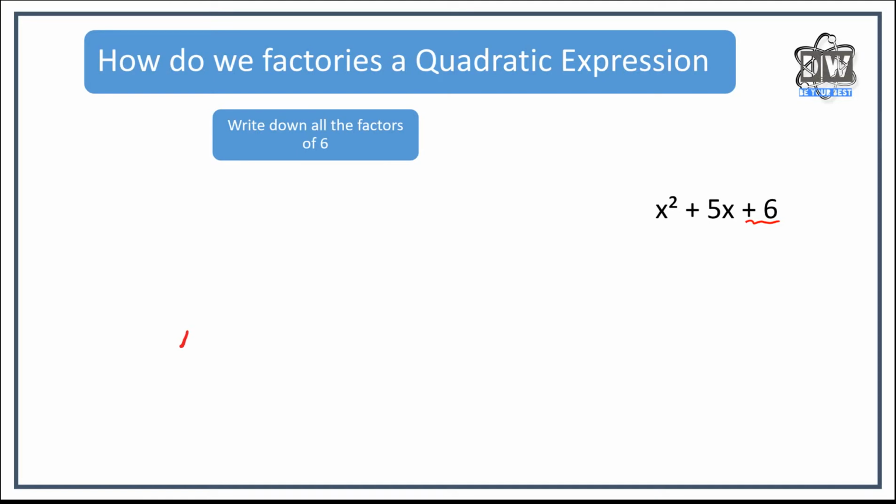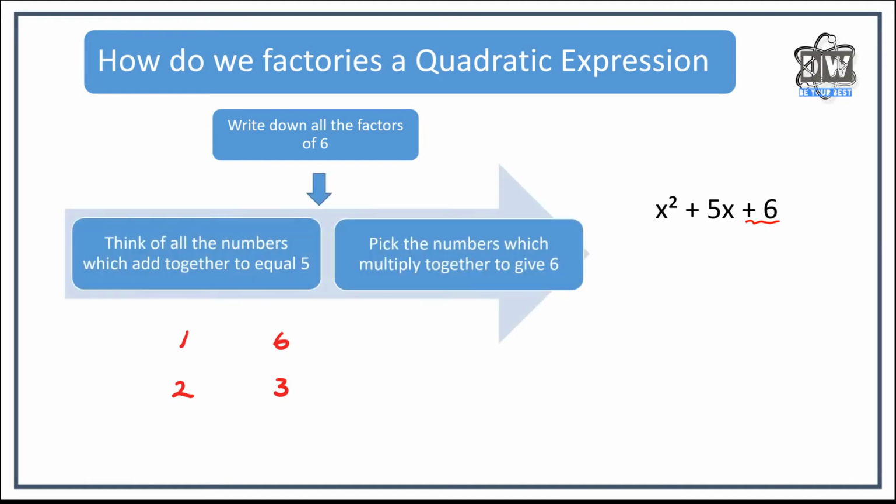All right, so here, let's go. We've got 1 times 6 is 6, so those are factors of 6. 2 times 3 equals 6, so those are the other 2 factors of 6. So the next thing we're going to do is think of the numbers that add together to equal 5, and we already know that these numbers multiplied together give us 6 as well. So let's have a look. 1 add 6 is not 5. 2 add 3 is 5, so those are the numbers we're going to use.